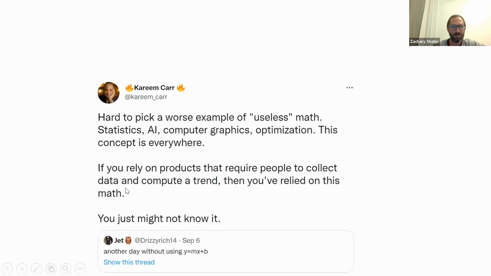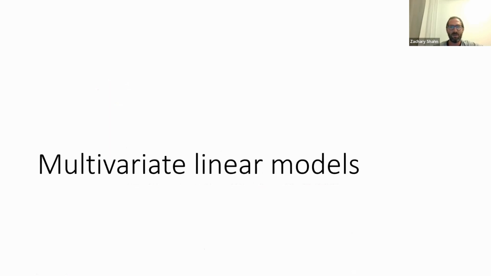Okay, here's a tweet I came across. Someone tweeted, "Another day without using y equals mx plus b, as they told you that would be important in school, but it wasn't." That type of tweet went viral. Kareem Carr, who's a statistics PhD student at Harvard, replied: "Hard to pick a worse example of useless math. Statistics, AI, computer graphics, optimization, the concept of it is everywhere. If you rely on products that require people to collect data and compute a trend, then you've relied on this math. You just might not know it." So now you guys all know it, right? Powerful formula.